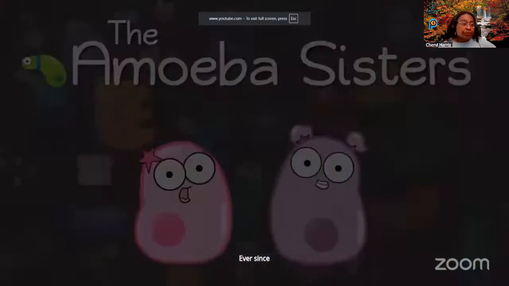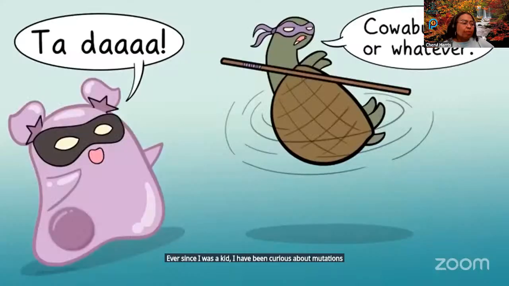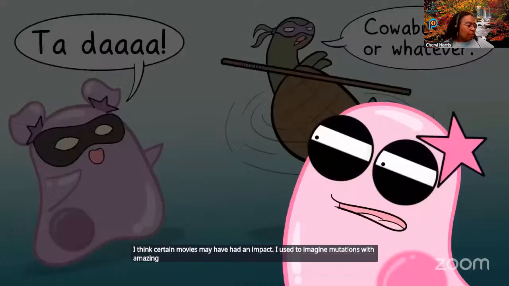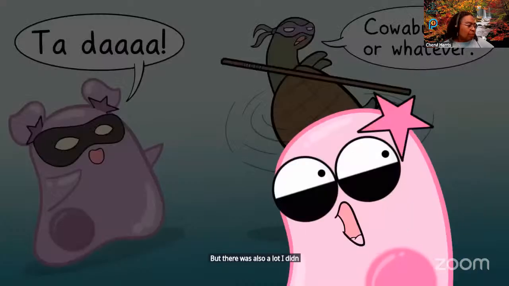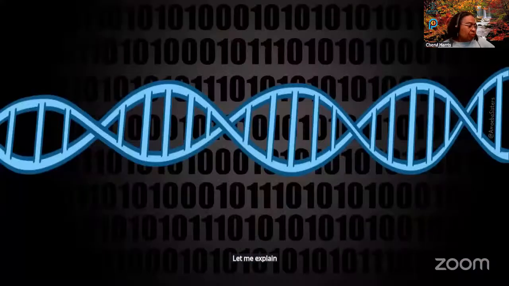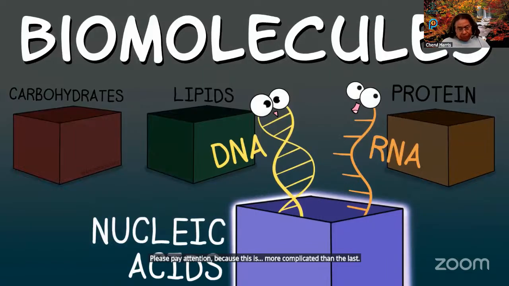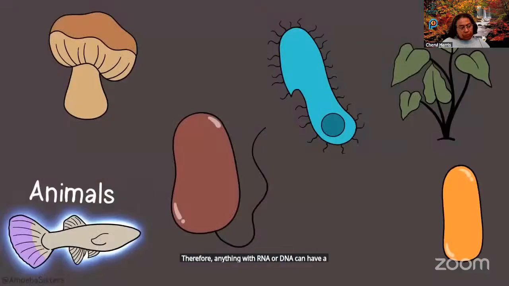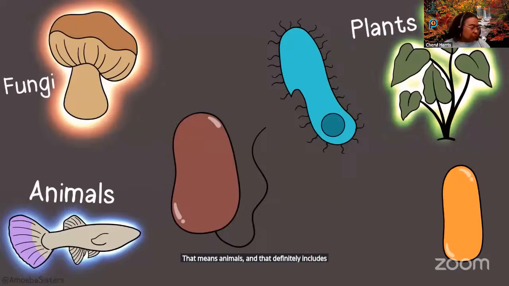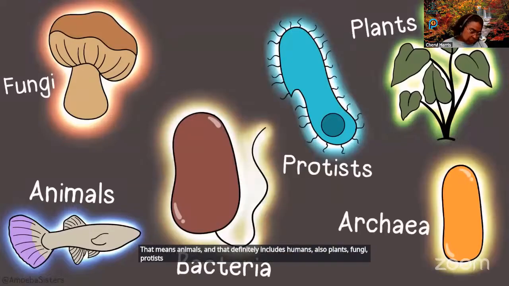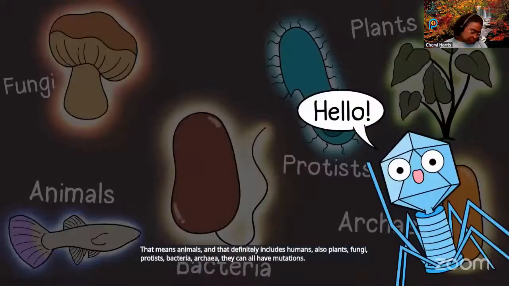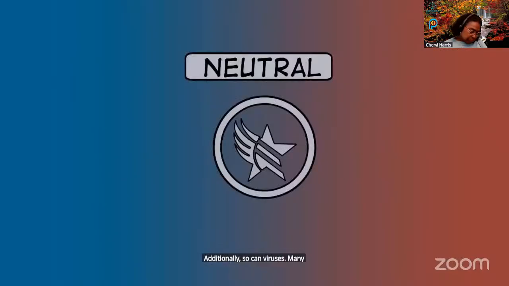Ever since I was a kid, I have been curious about mutations. I think certain movies may have had an impact. I used to imagine mutations with amazing abilities, but there was also a lot I didn't understand about mutations. Let me explain. Many people understand that a mutation is a change of genetic material. Specifically, this is a change within a nucleic acid. RNA and DNA are both types of nucleic acids. Therefore, anything with RNA or DNA can have a mutation. That means animals, and that definitely includes humans, also plants, fungi, protists, bacteria, archaea, they can all have mutations. Additionally, so can viruses. Many mutations can be neutral in effect.